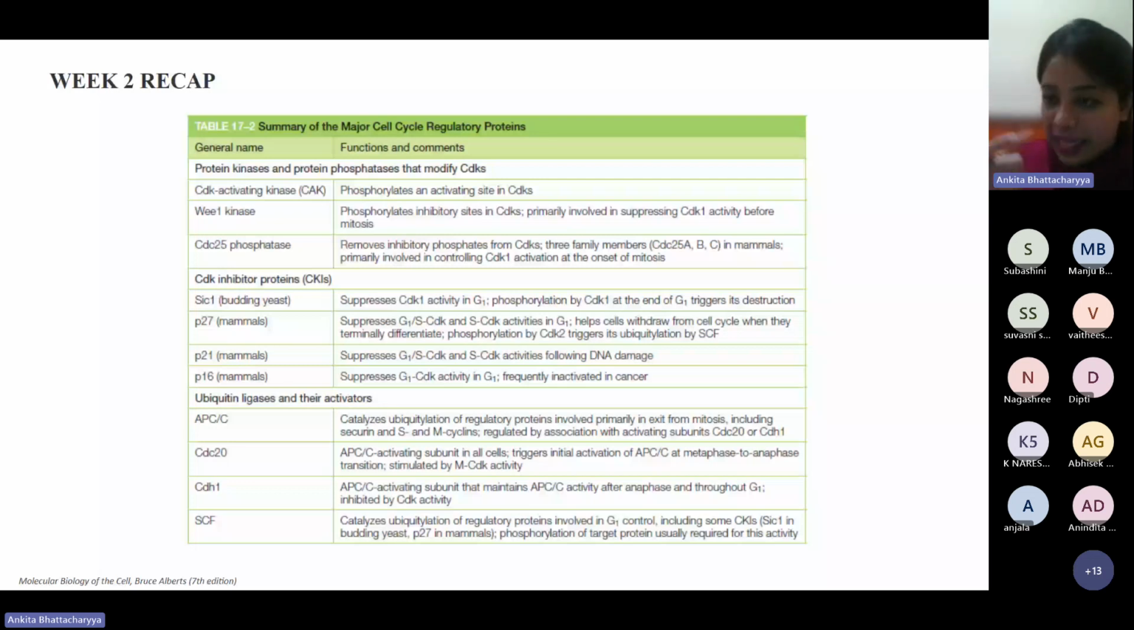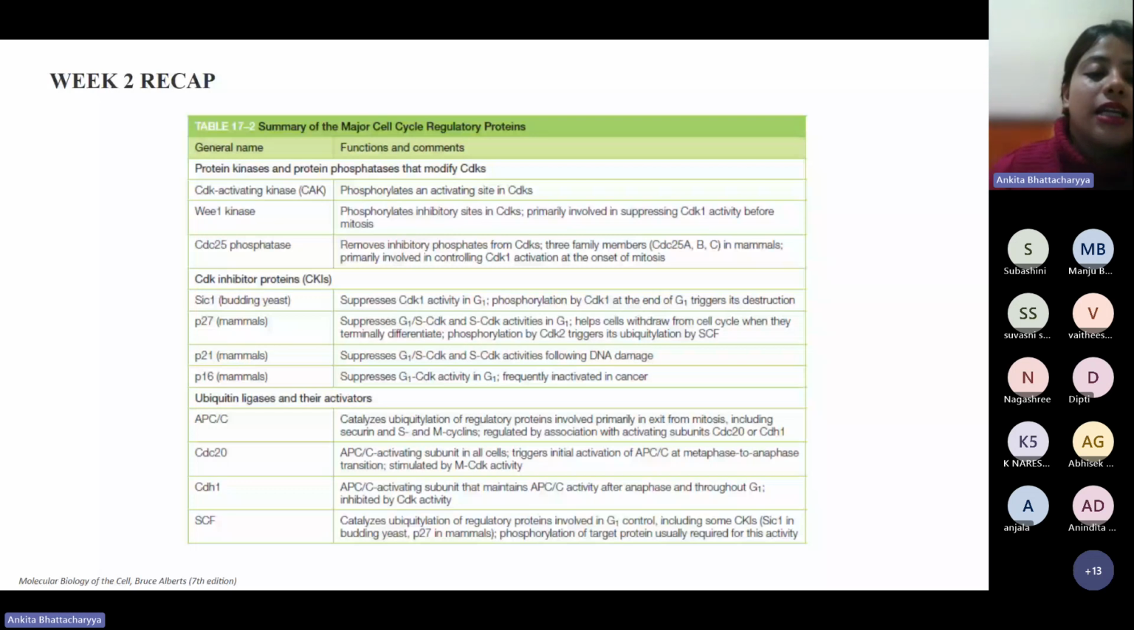So Wee1 kinase, as the name indicates, is adding an inhibitory phosphate. CDC25 phosphatase is removing it. Three family members are present. In mammals, it is primarily involved in CDK1 activation at the onset of mitosis.